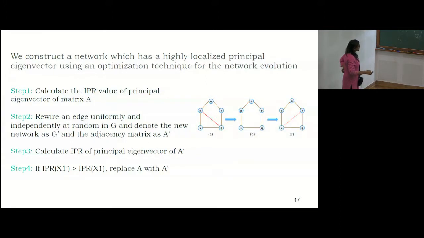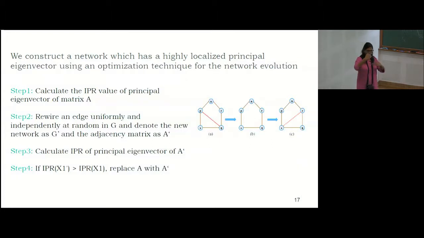Network rewiring. Suppose we have a given network, and the adjacency matrix of this network is A, and we calculate the IPR value of the principal eigenvector of matrix A. Now we rewire edges from this network. Rewire means we remove an edge and add it somewhere else. We select edges uniformly and randomly, rewire that edge to some other pair of nodes, and calculate the IPR of the new matrix. If the IPR of this matrix is larger than the IPR of the previous matrix, we replace our A by this A prime. So it's a very simple thing.